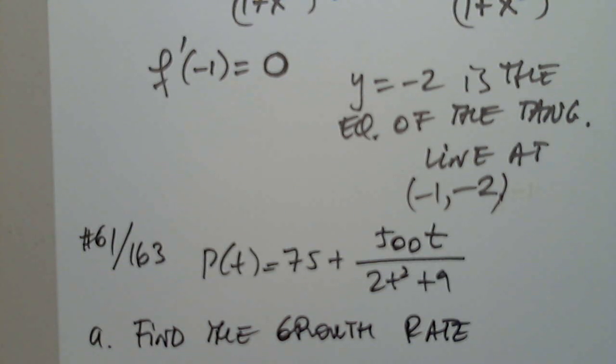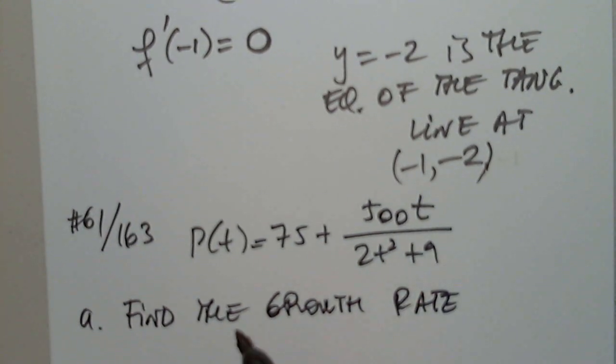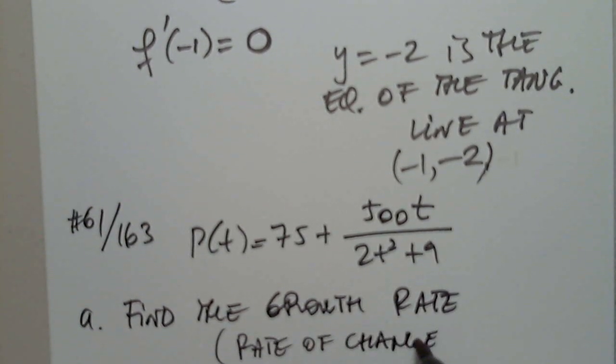When they're asking us to find the growth rate, it's the same thing as the rate of change. It's increasing. That's why they say growth rate. But it's the rate of change, not the average rate of change. We're not given 2 points. We're asked to find the rate of change. What are we asked to do first? What does it mean when we are asked to find the growth rate? What are we asked to find?